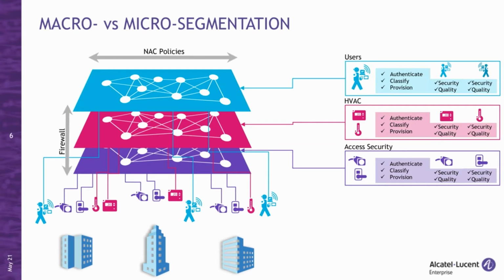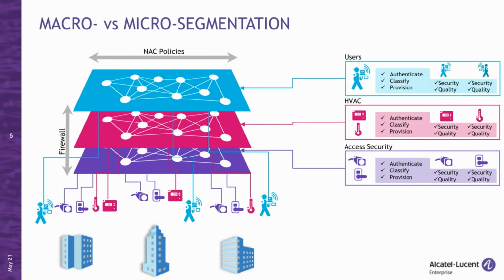To summarize these two kinds of segmentation, communication between different segments is controlled by a physical firewall. This is macro segmentation. But communication within the same segment is controlled by NAC policies associated to the device or user role. This is micro-segmentation. One question that comes up is, do we really need both? Let's see what happens when you only use one of them.